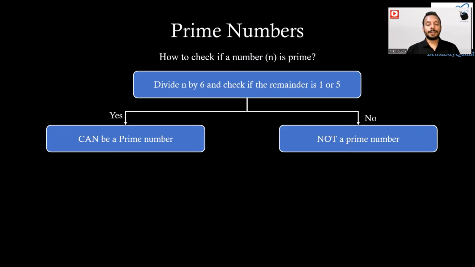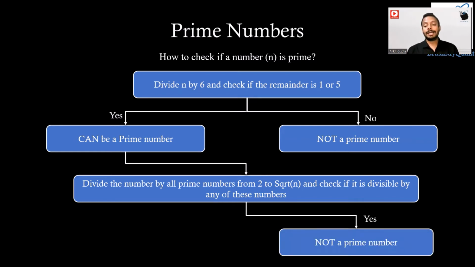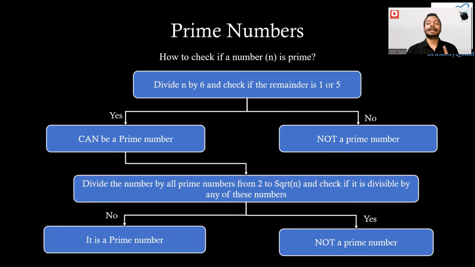Now, if the remainder was 1 or 5, then we need to do further checks. We need to divide the number by all the prime numbers from 2 to the square root of that number and check if the number is divisible by any of these numbers. If the number n is divisible by any of the prime numbers from 2 to square root of n, then definitely it is not a prime number. But if it is not divisible by any of those prime numbers from 2 to square root of n, then it is a prime number.